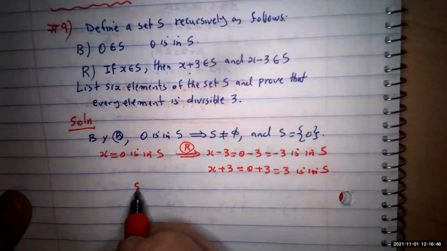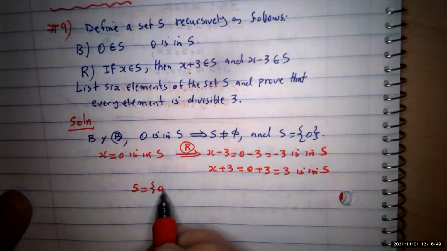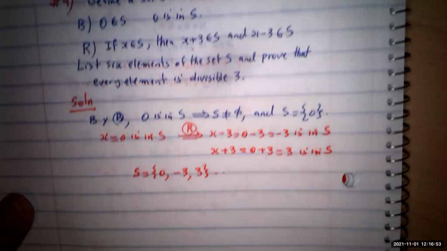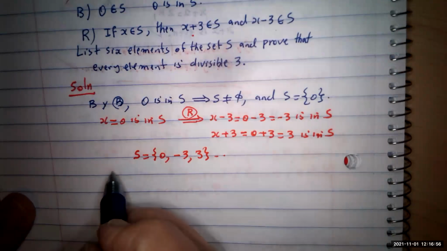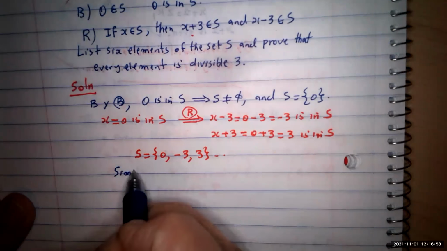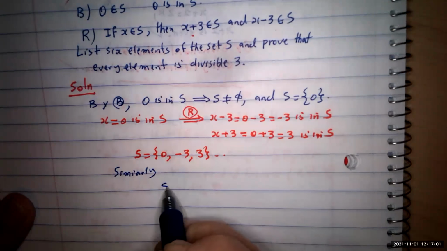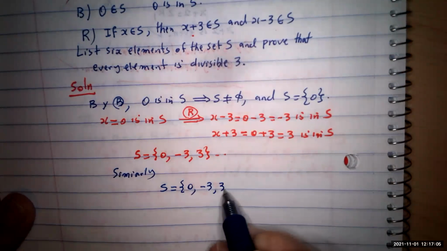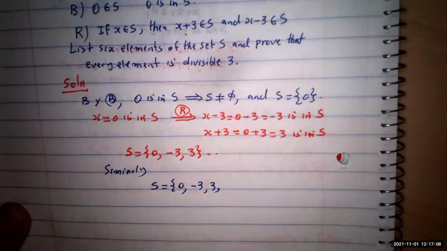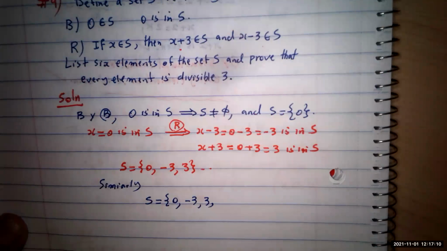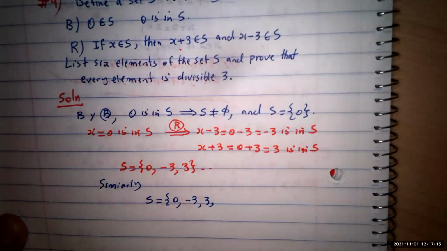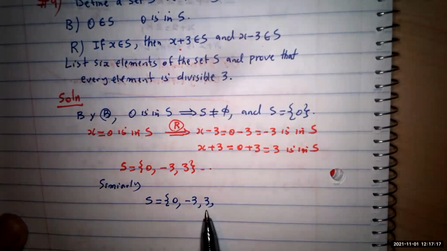So what do you have so far? 0, negative 3, 3. Okay, similarly, S is equal to 0, negative 3, 3. Give us more elements. Your machine is whatever X is, X plus 3, X minus 3. More elements. Negative 6 and 6.